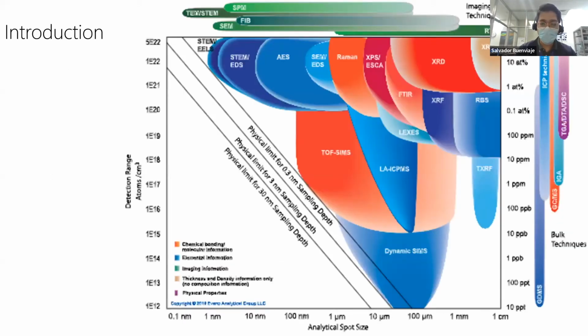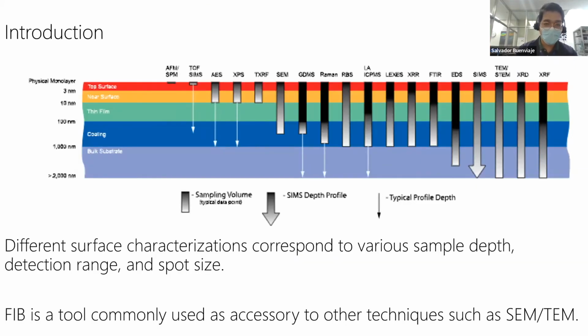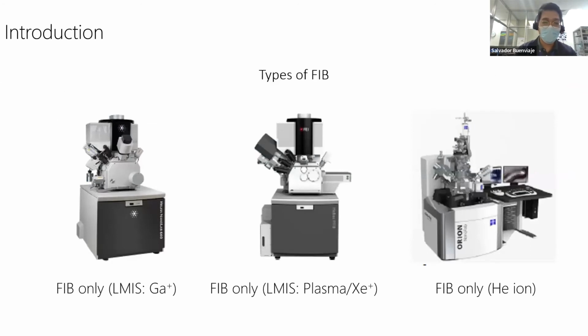So this slide is just an illustration of the different material characterization. This is the same as Andrew's slide. Also here, you can see the different depths, sampling volume, and profile depth of the different surface characterization methods. So here, FIB is actually a tool that is connected to SEM or TEM during sample preparation. So we have different kinds of FIB depending on the identity of the ion used. So we have gallium, we have plasma or xenon, and there's also a FIB that makes use of helium ions.